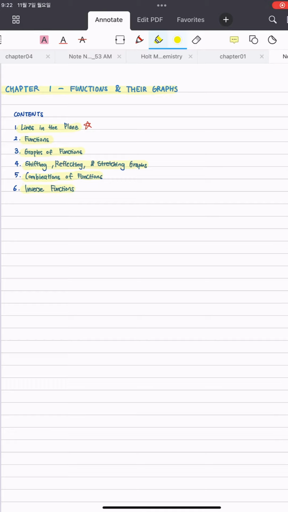from PreCalculus. It is functions and their graphs. For the contents, we have lines in the plane, functions, graphs of functions, shifting, reflecting, and stretching graphs, combinations of functions, and lastly, inverse functions. Today we are going to learn about lines in the plane.